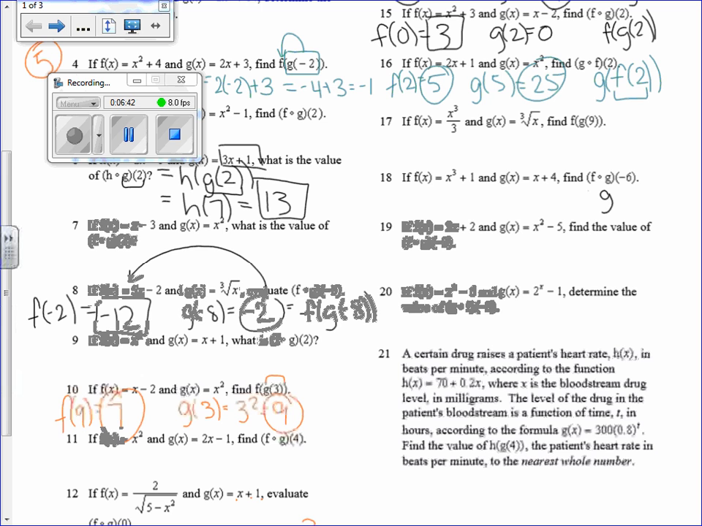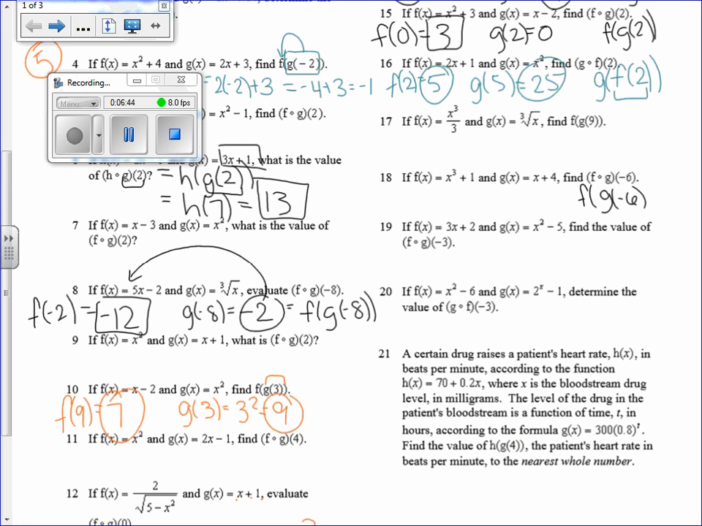Circle notation, this is going to be f of g of negative 6. So let's figure out g of negative 6 first. g of negative 6, negative 6 plus 4 is negative 2. So negative 2 is what I'm going to plug in for f. So f of negative 2, now be careful, negative 2 cubed is negative 8. Negative 8 plus 1 is negative 7, my bad.